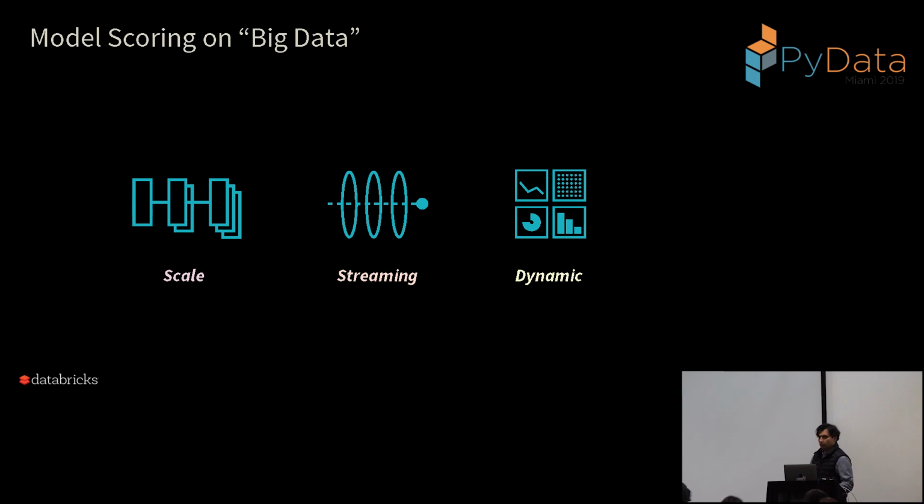But when we talk about model scoring on big data, we are faced with a number of challenges. It's not the same as the traditional way of doing model scoring if you were using software such as SPSS or SAS or something like that. And those challenges can be a challenge of scalability. So a data scientist should be empowered with big data tools to build models on a very large amount of data.